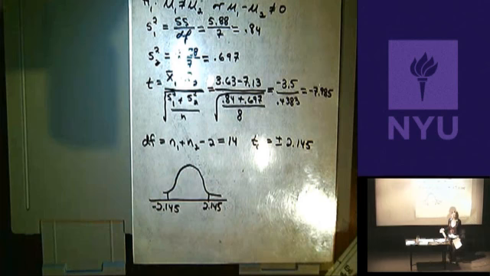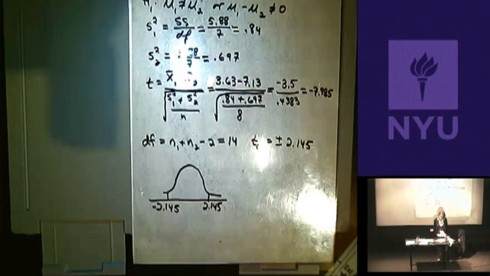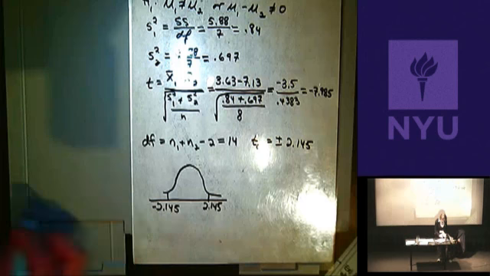Where is the t observed that I got? It was minus 7.985. It's almost minus 8. Where is it? It's like off the page. It's like here.